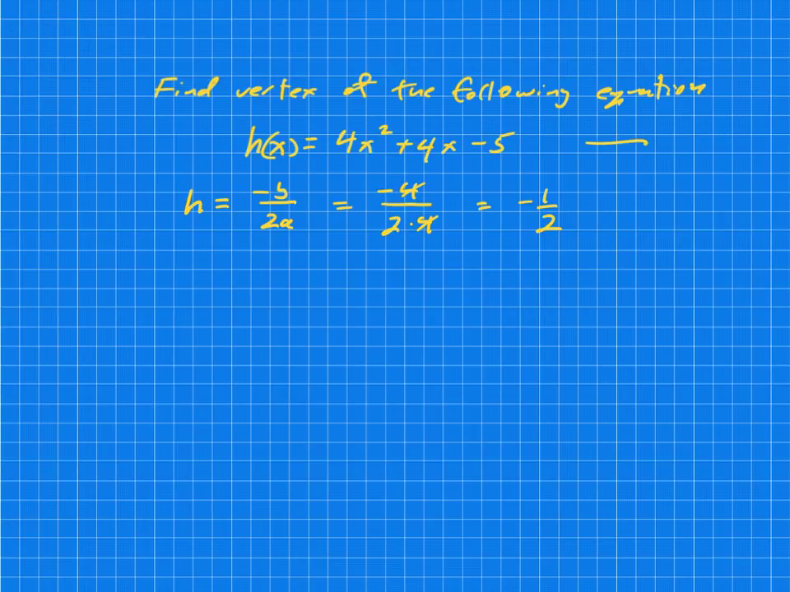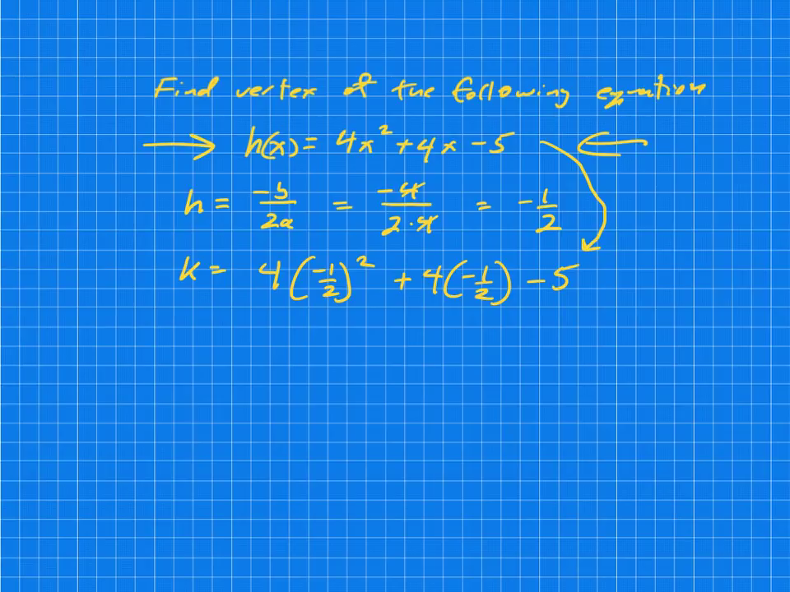I don't know if you noticed, but this is the exact same equation that I used in the previous page. So let's go ahead and finish. How do I get the k value, or the y value of the vertex? We're going to do that simply by plugging in the negative 1/2. So I'm going to write 4 times negative 1/2 squared, and from there I'm going to add 4 times the negative 1/2 minus the 5.